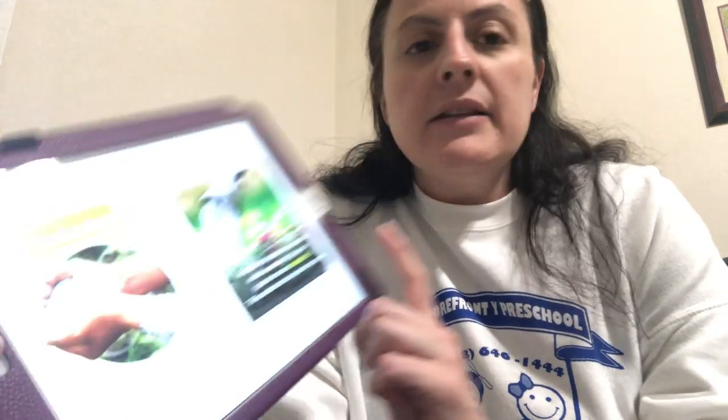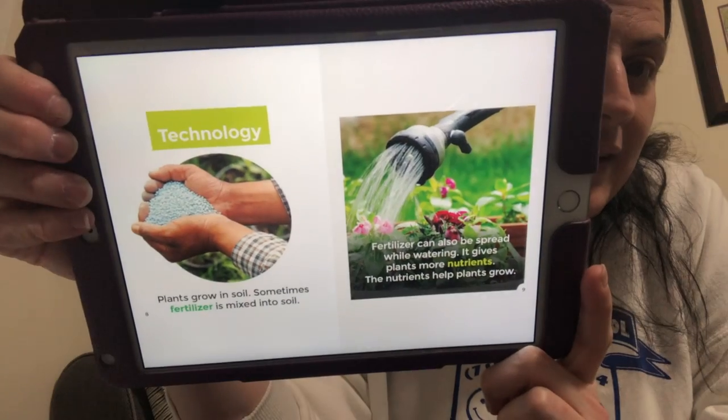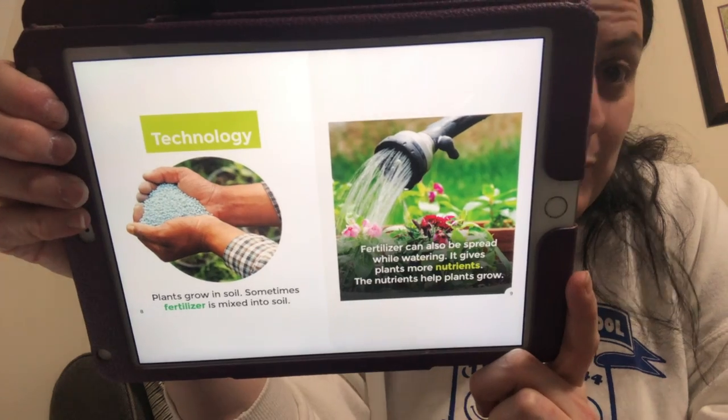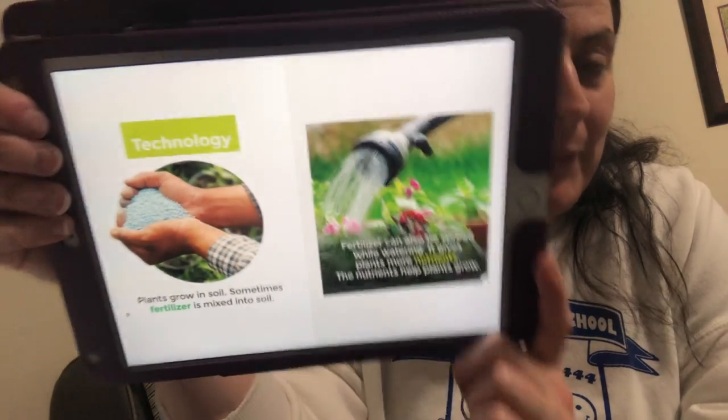Technology. Plants grow in soil. Sometimes fertilizer is mixed into soil. Fertilizer can also be spread while watering. It gives plants more nutrients. The nutrients help plants grow. So the fertilizer has the nutrients to help the plants to grow.